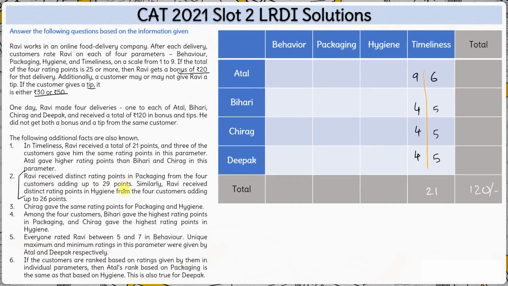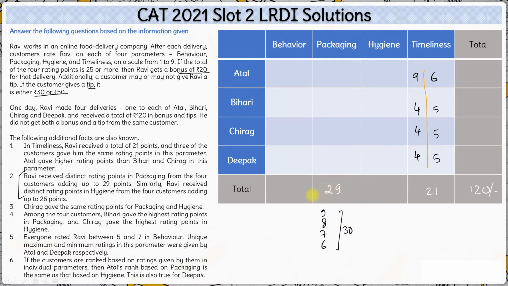Ravi received distinct rating points in packaging from the 4 customers adding up to 29 points. Okay. So for packaging the total is 29. How can the sum of 4 distinct ratings be 29? Let's see. The highest 4 ratings that can be given are 9, 8, 7 and 6. The highest 4 distinct ratings. Now if you check, the sum of these 4 is 30, but we want the sum to be 29.